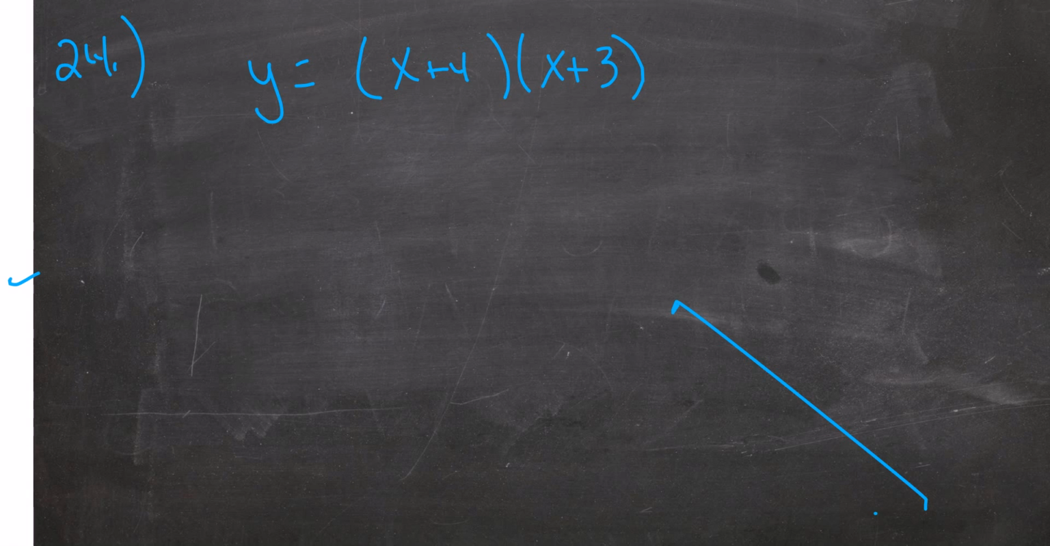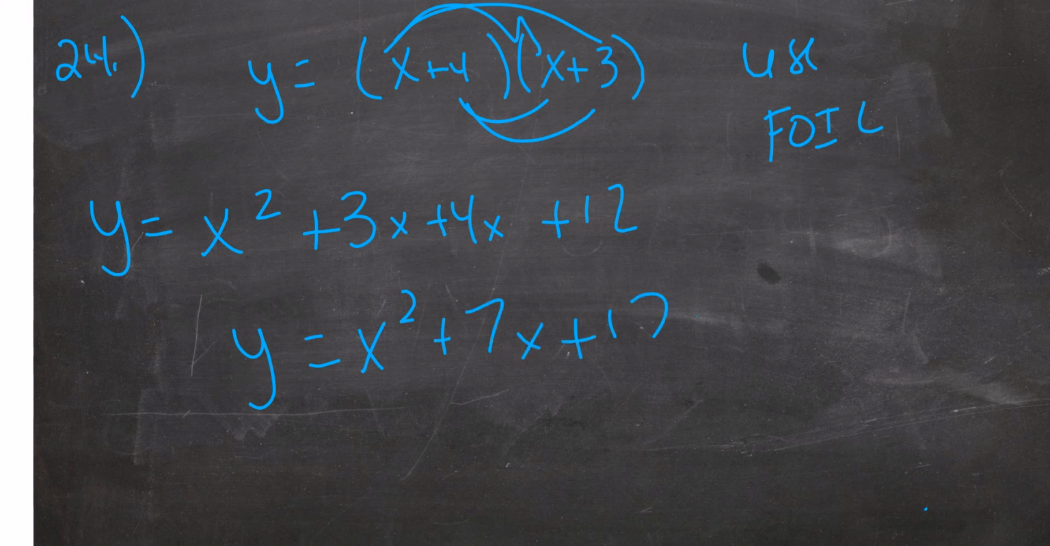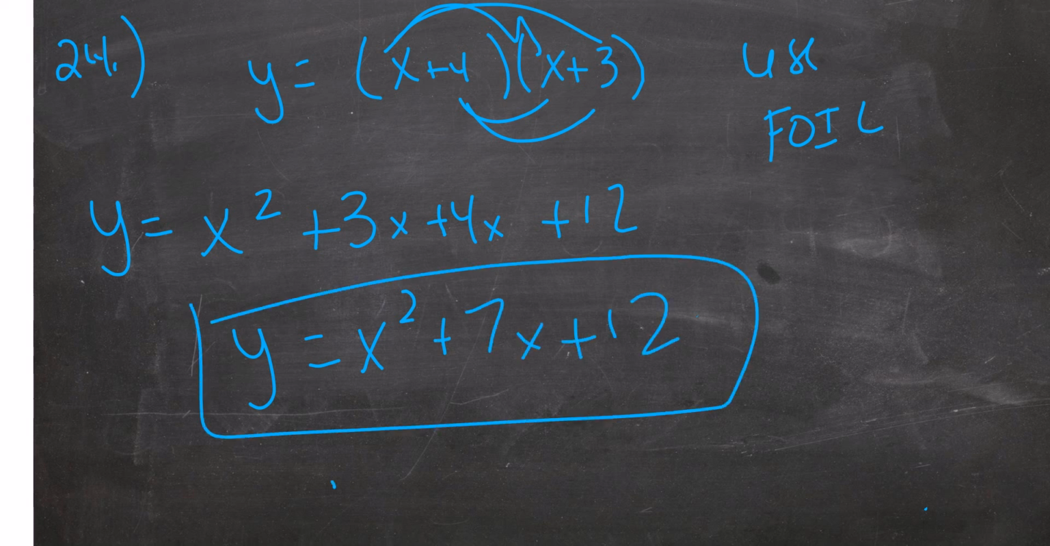Alrighty, so 24 is not a graph problem. It is just putting it in the standard form. So basically we need to make the parentheses go away, so you're just going to have to use FOIL. So I use FOIL, I get y equals x goes to x, gives me x squared, x goes to 3, gives me plus 3x, 4 goes to x, gives me 4x, 4 goes to 3, gives me 12. I end up with y equals x squared plus 7x plus 12. That's in standard form. I can even go further and say that A is 1, B is 7, C is 12. Done.